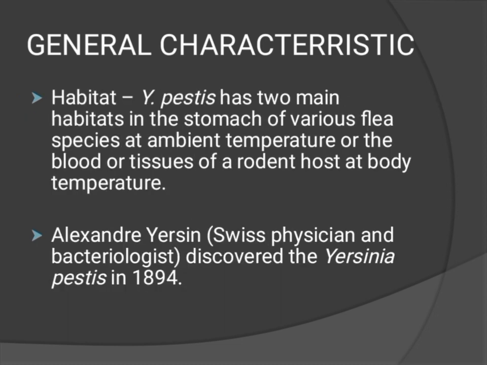Habitat. Yersinia pestis has two main habitats: in the stomach of various flea species at ambient temperature, and the blood or tissue of a rodent host at body temperature. Alexandre Yersin, Swiss physician and bacteriologist, discovered Yersinia pestis in 1894.